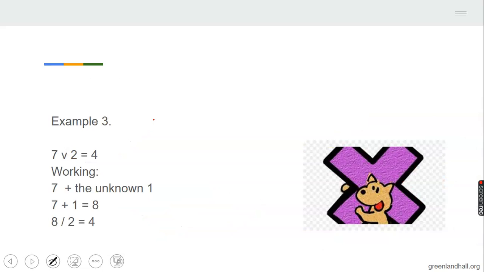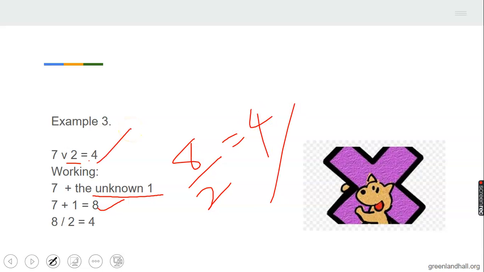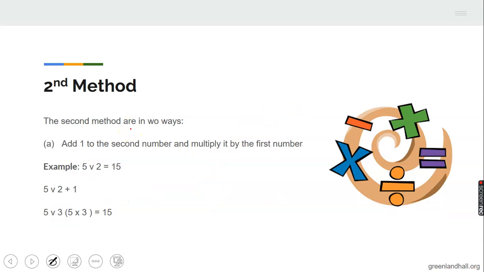You add 1 to the first figure. That's 7 plus 1. That 1 is your unknown. Then you get your 8, then you divide by 2. So you say 8 divided by 2 will give you 4. That's why you got 4 here. Is this very simple? Good. Now let's go to the second method. That first method is very, very simple. Now let's go to another method I'm going to show you.